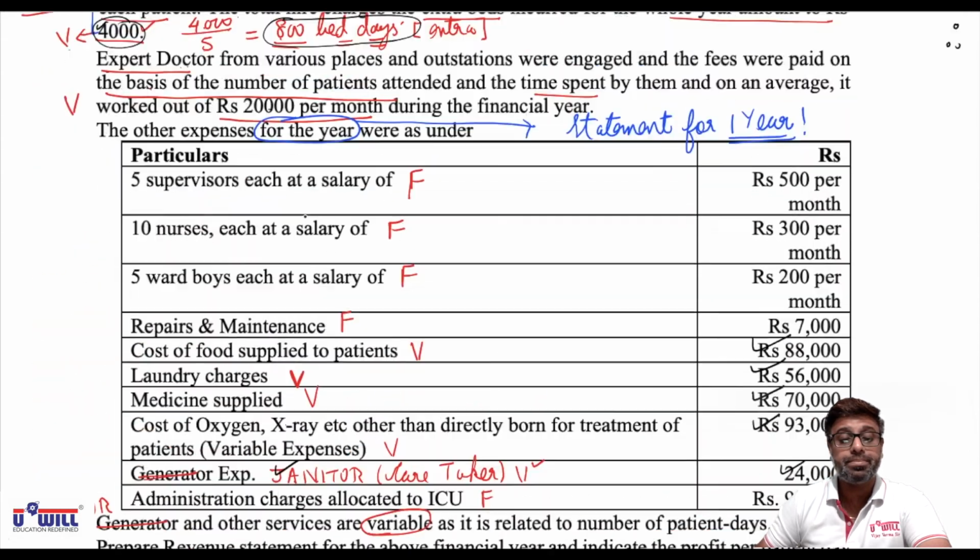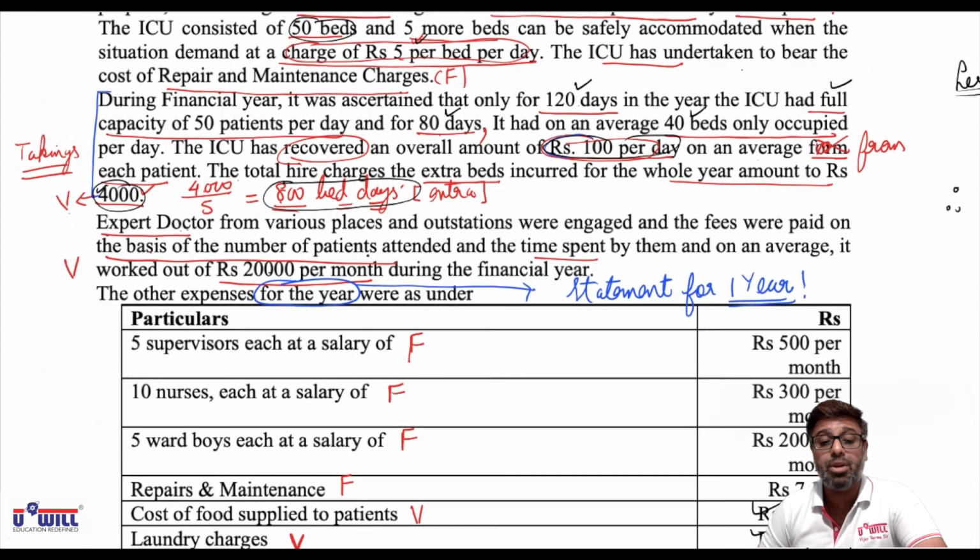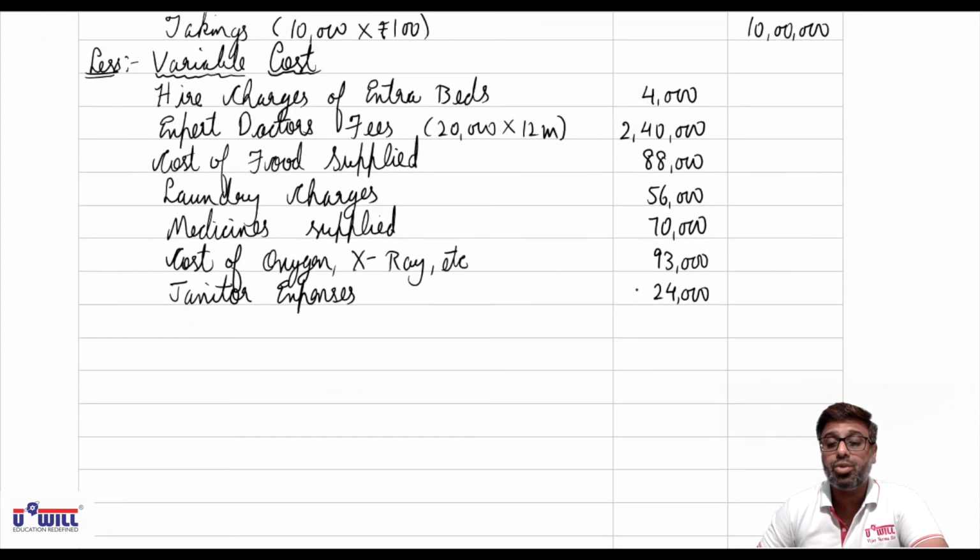Then administration charges are fixed. Okay, no other item is marked as V. All the variable costs are taken into consideration. So all of you do this. Total of variable costs 4,000 plus 2,40,000 plus 88,000 plus 56,000 plus 70,000 plus 93,000 plus 24,000. So what is the total? 5,75,000. Total variable cost is 5,75,000.